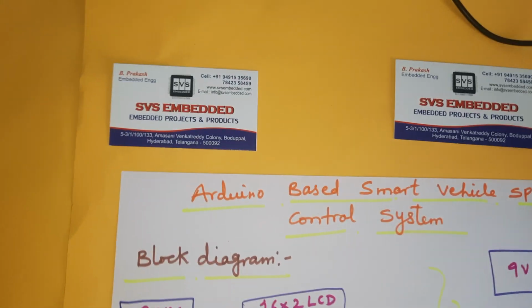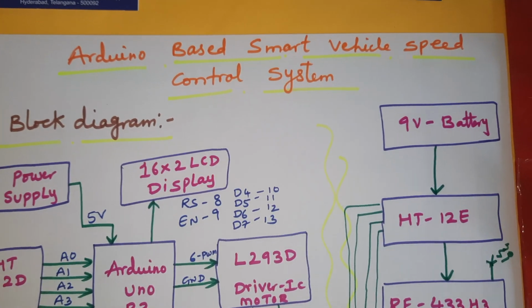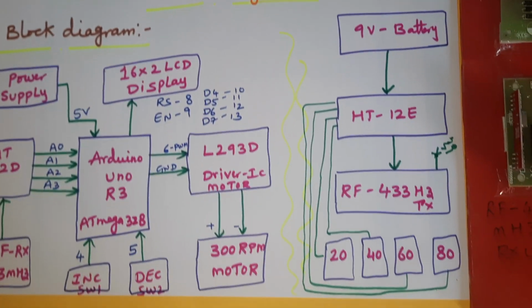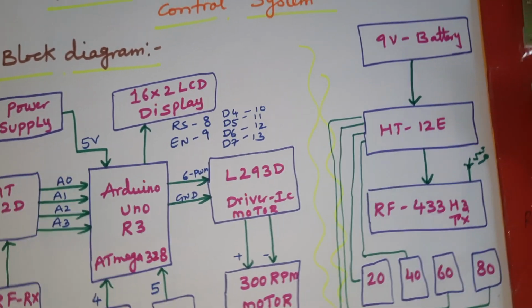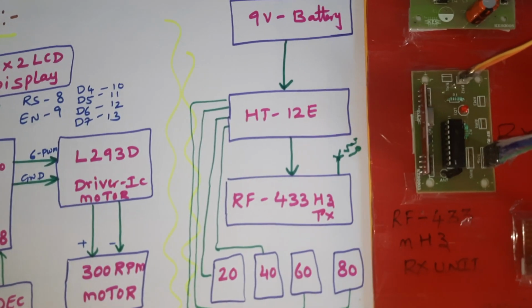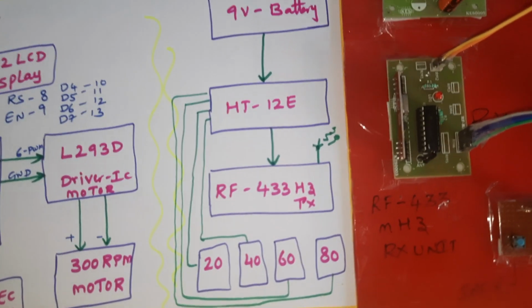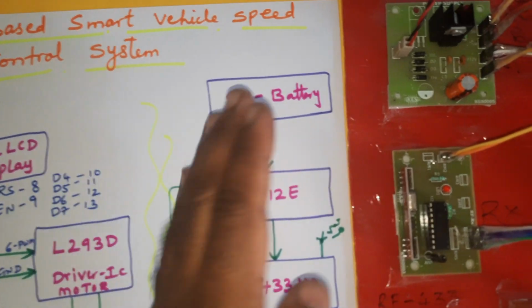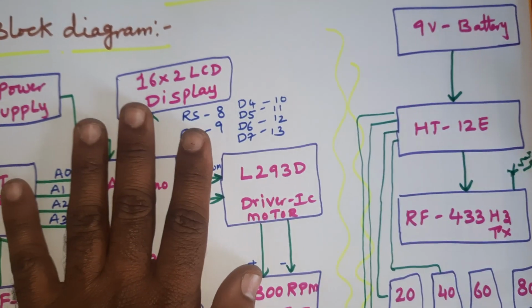The project title is Arduino based smart vehicle speed limit controller for speed restricted areas. The areas are school, college, hospitals or VIP locations. There is one transmitter unit and one receiver unit.